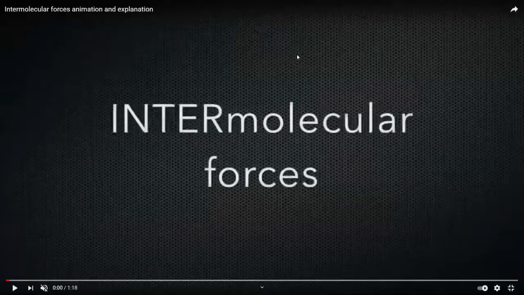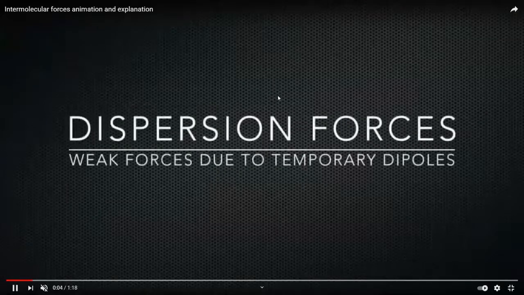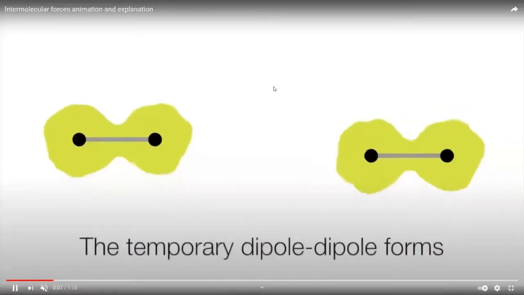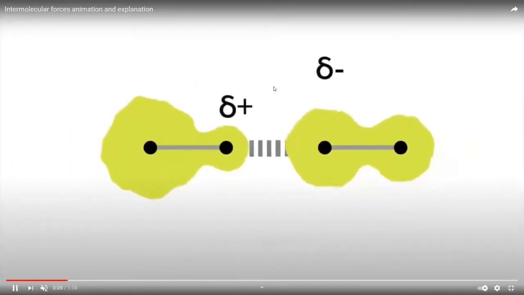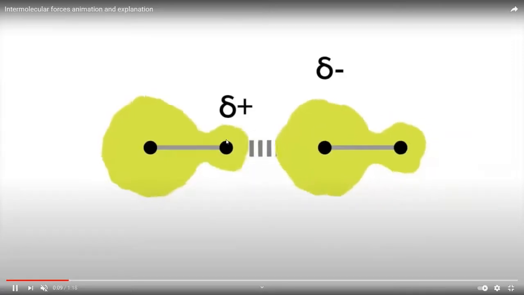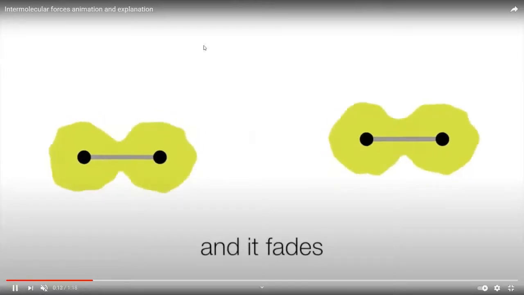Okay, here's a short video that explains what London dispersion forces are. So as we can see here, those are 2 non-polar compounds. Now, when they get close to each other, one compound will develop a partial negative end, and the other will develop a partial positive end. Those are instantaneous dipoles, and as we saw in the video, they fade quickly.